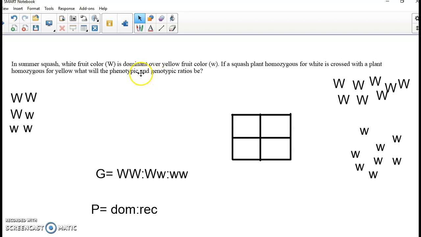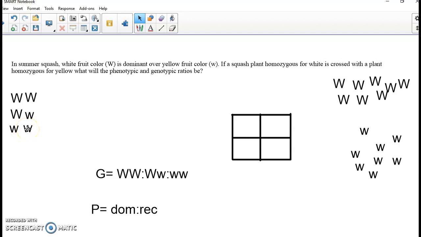So first of all, there are three possible genotypes when we're talking about summer squash. You could have homozygous dominant, which would be big W, big W. You could have heterozygous, which would be big W, little w. And you could have homozygous recessive, which would be little w, little w.